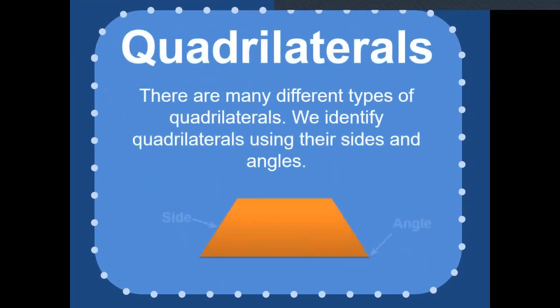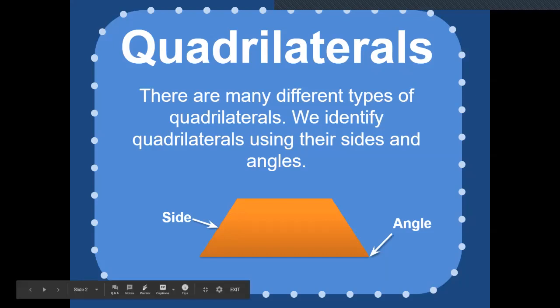Quadrilaterals. There are many different types of quadrilaterals. We can identify quadrilaterals using their sides and angles. So the sides are the flat, straight lines, and angles are where those two sides meet and make a point, where they just touch each other. That's an angle. Okay. And we've already talked about that, so that's not new.